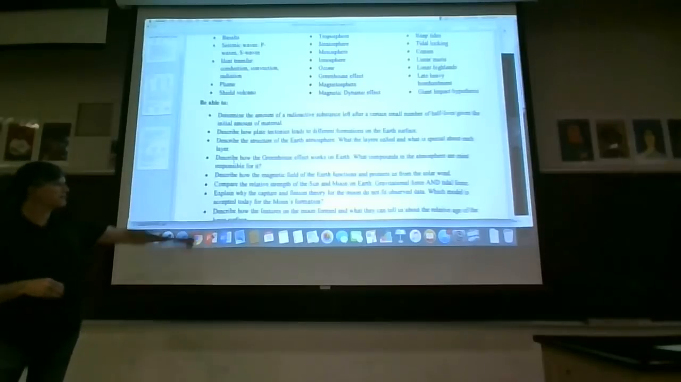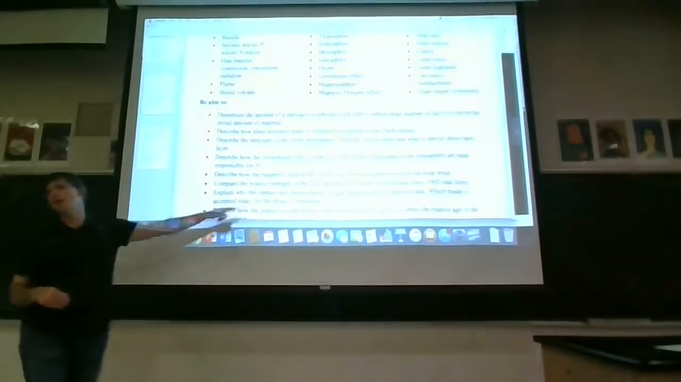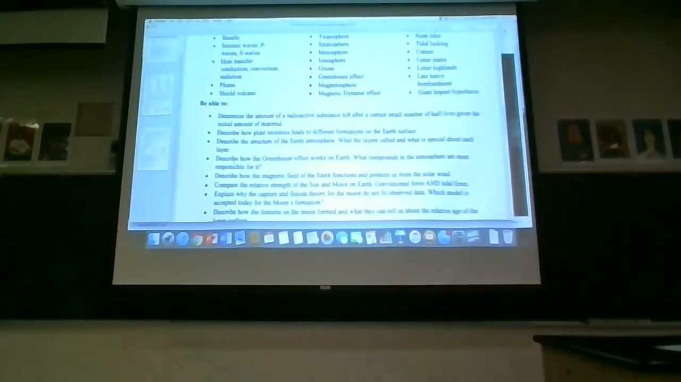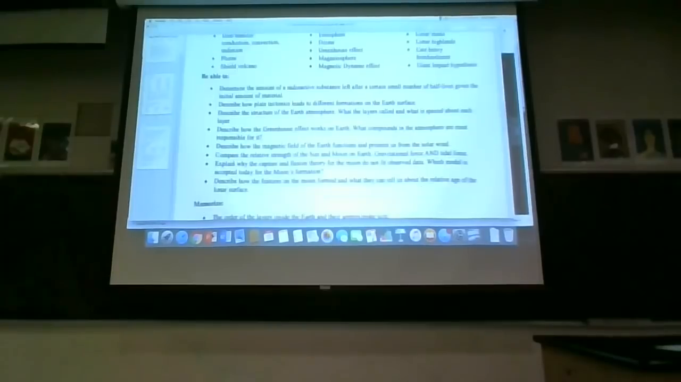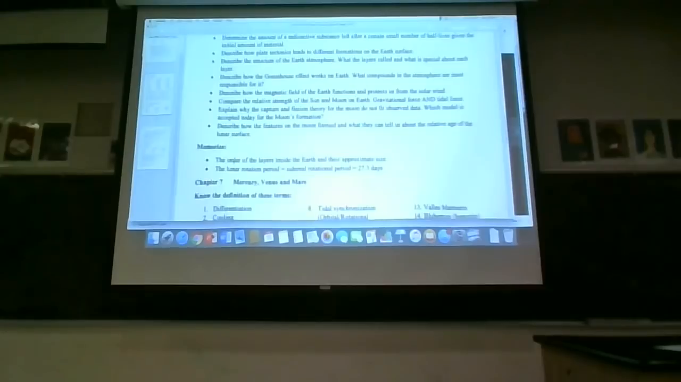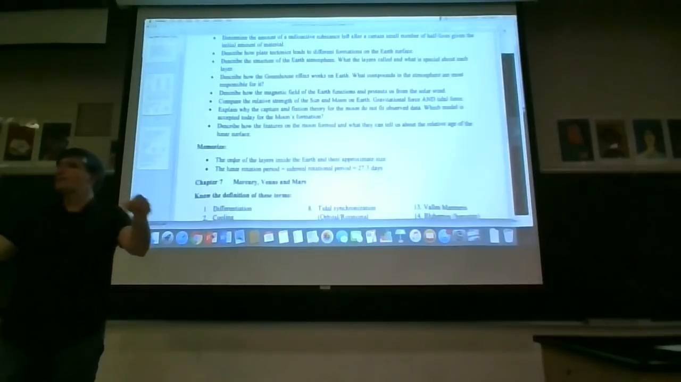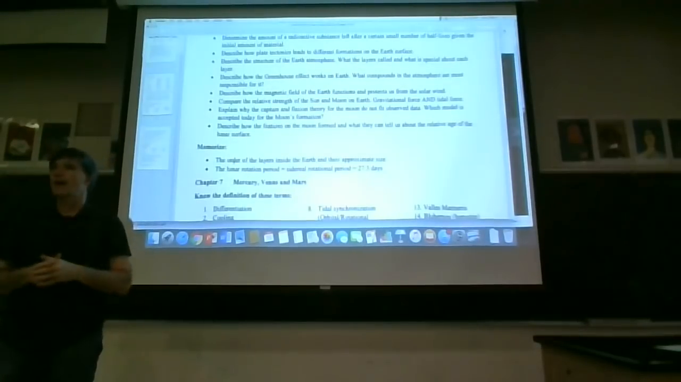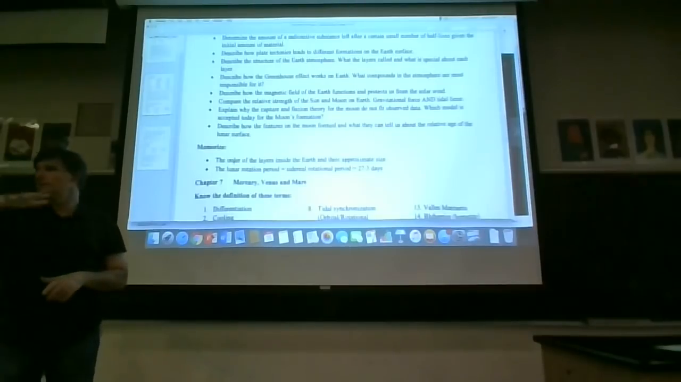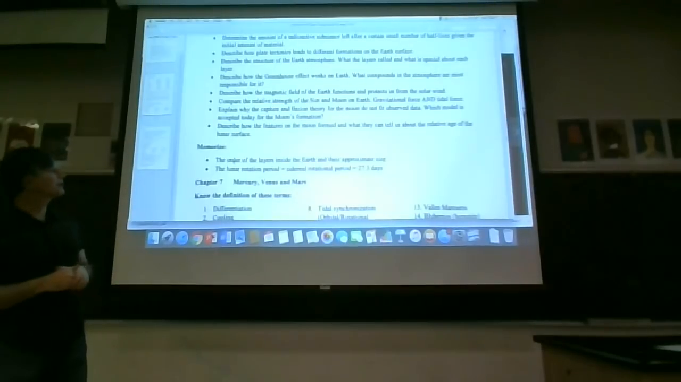Okay, explain why the capture and fission theories do not fit observed data. Which model is accepted? I think I did that, right? What's the right model? Giant impact hypothesis, okay. How did features on the moon form? What are the features? The mare? How did they form? So, yeah, bombarding, crack open the crust, flooding, right? The magma coming up from inside fills in any valleys. How about the craters? Well, things hit the ground, ejecta form. Okay, it's pretty obvious. All right.